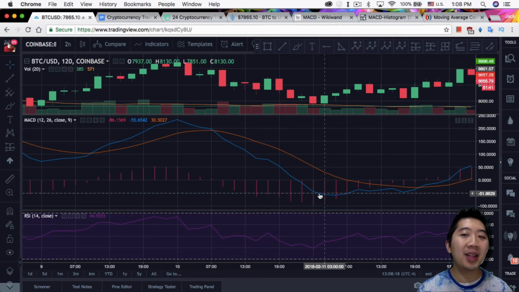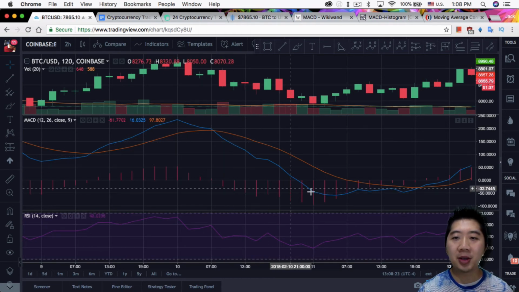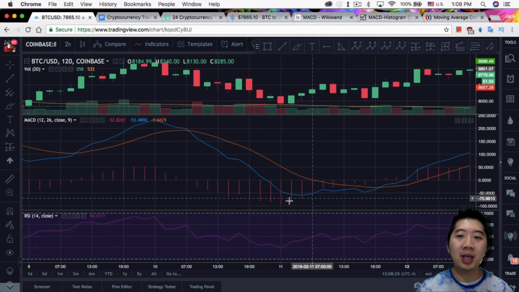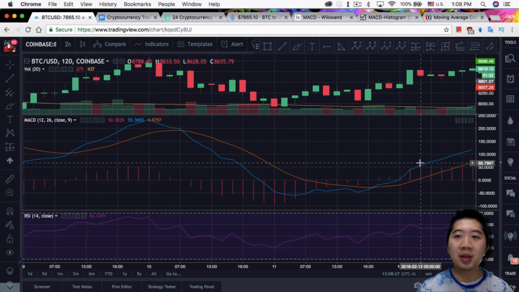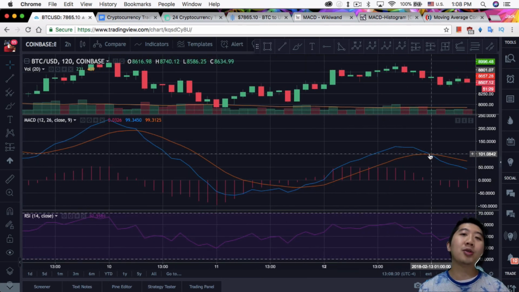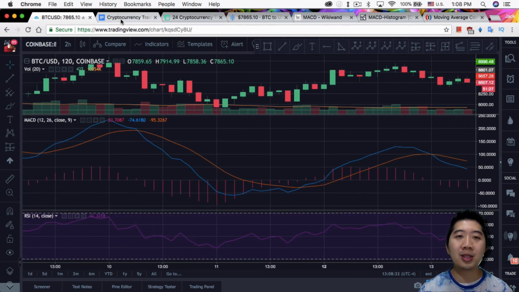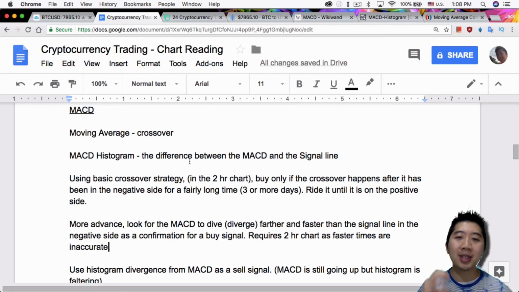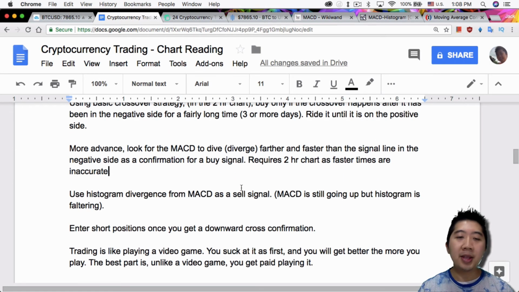This could be an indicator, even though it wasn't in the negative for a long time, but you can see how fast it dove. And then if you bought in over here, you could have made a profit from this. It just shows you there's definitely other strategies, other ways to use the MACD rather than just looking for the crossovers. Again, use histogram divergence from MACD as a sell signal.